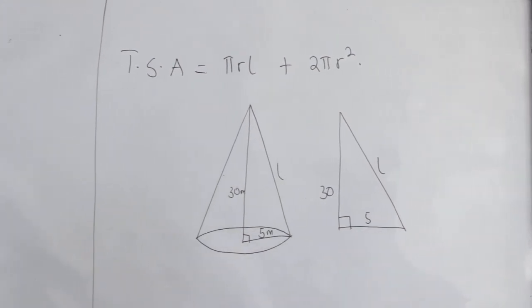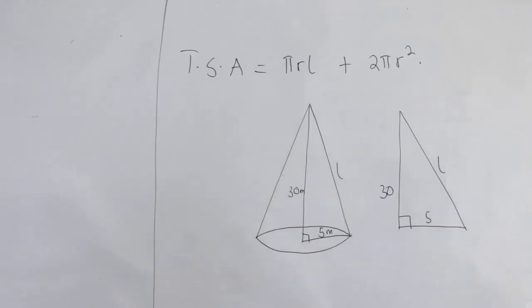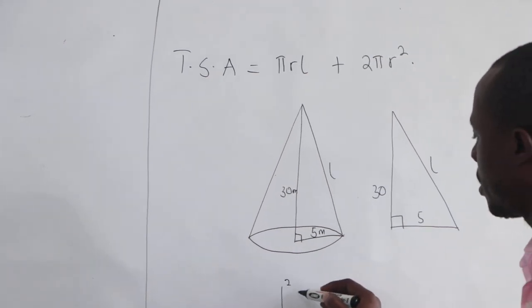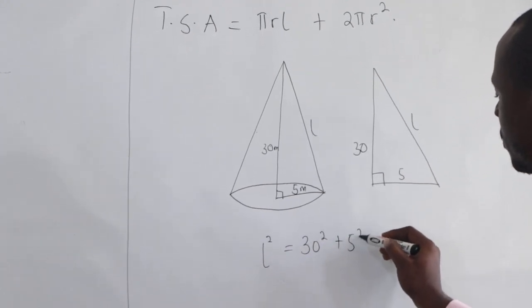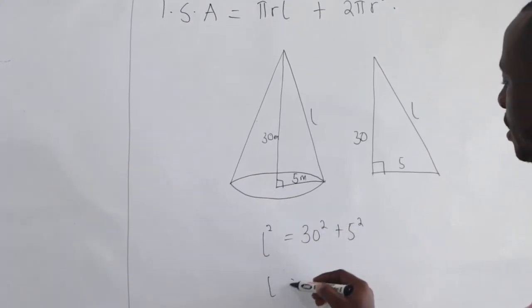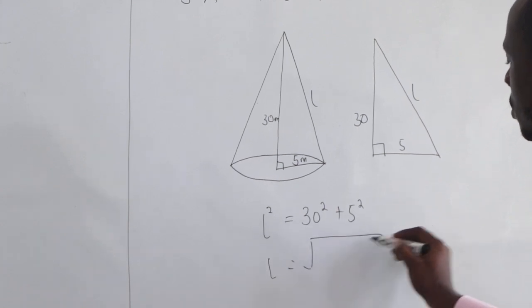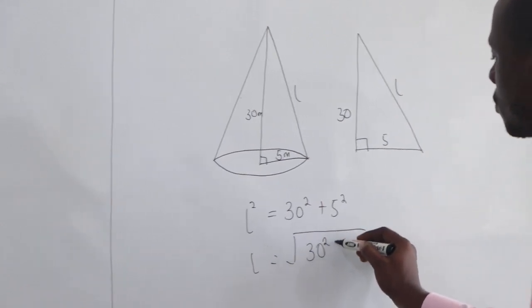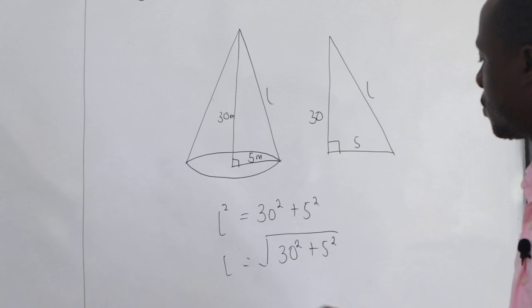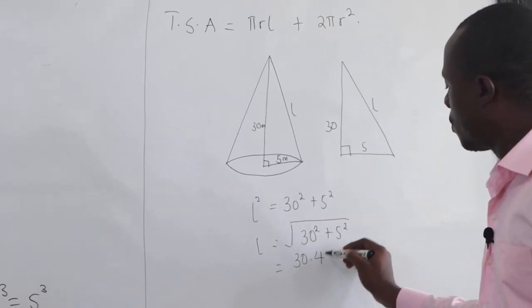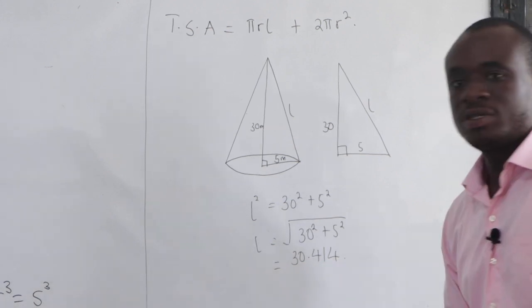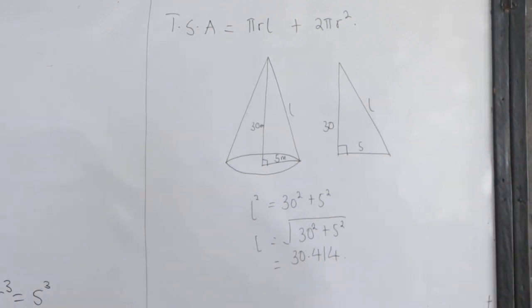Now from the Pythagoras theorem, what do we know? We know L squared is equal to 30 squared plus 5 squared. My L is equal to square root of 30 squared plus 5 squared. And this is the same as 30.414, using the calculator.